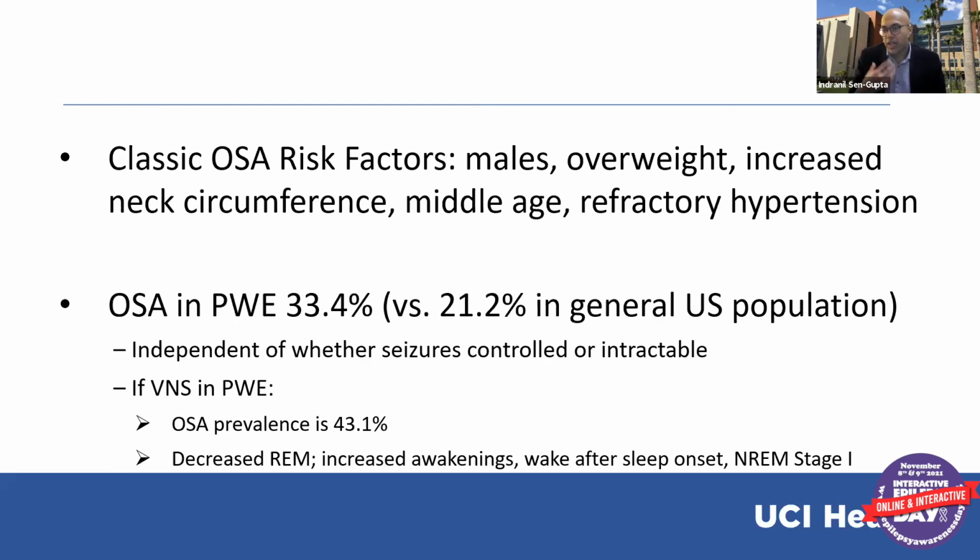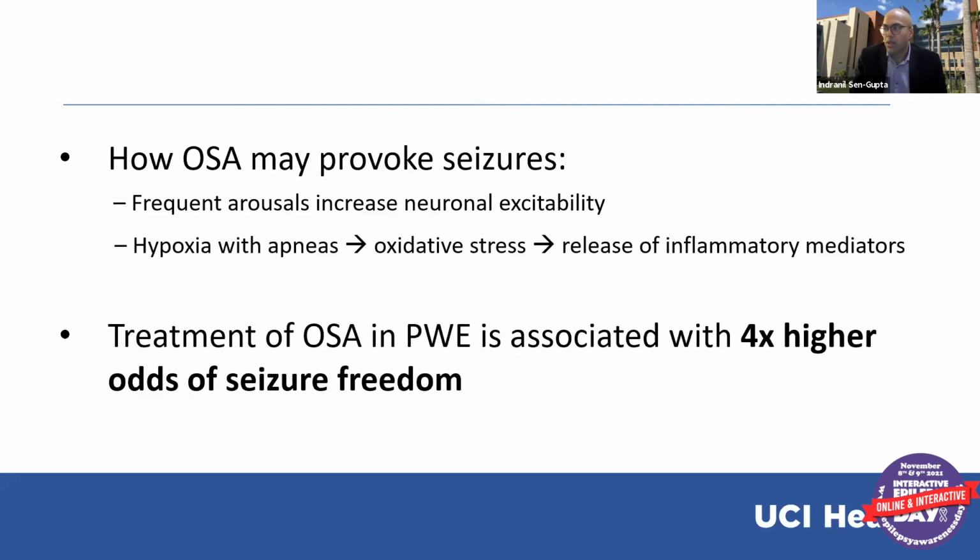And if someone has a vagus nerve stimulator, the prevalence of obstructive sleep apnea can be even higher, up to 43% or so. Some thoughts are that with the VNS, one might get decreased REM sleep, increased awakenings, increased wakefulness after the onset of sleep, and spend a greater amount of time in stage 1 sleep as opposed to the deeper stages of sleep. So there are other things a vagus nerve stimulator can do that may impact sleep. So how does obstructive sleep apnea actually provoke the seizures themselves? Frequent arousals during the REM.